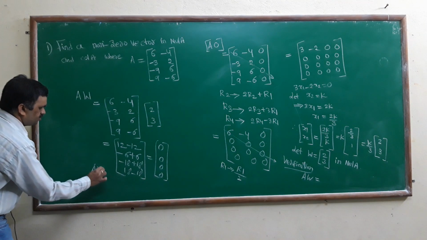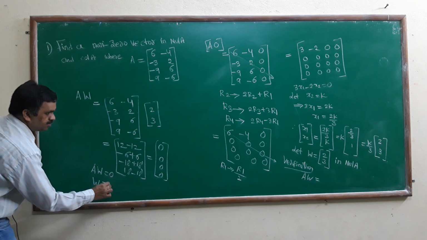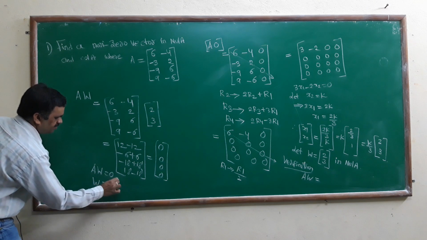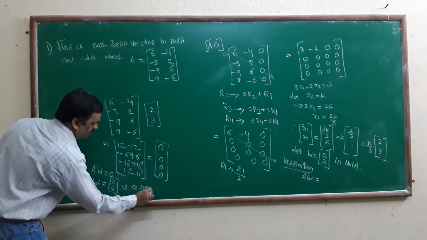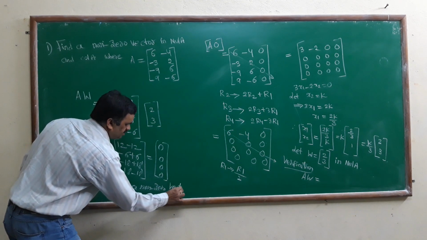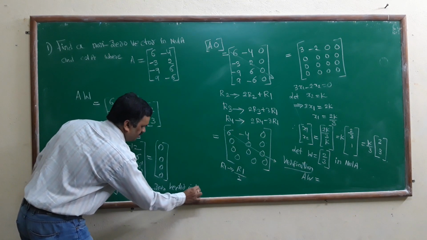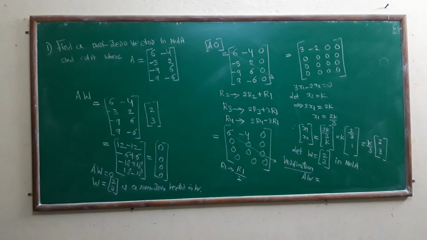Simply, AW is equal to 0. Therefore, W, which is 2 3, is a non-zero vector in null A.